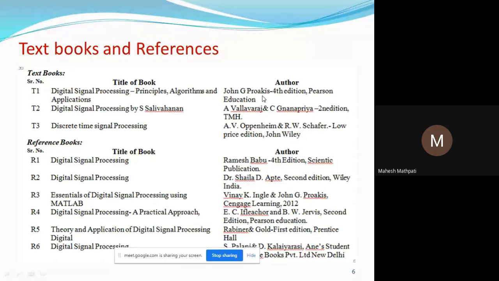Throughout this complete syllabus, you can use only two books. That is sufficient. One is John G. Proakis and the other one is Ramesh Babu, for examples again, if you want. The reference book is Digital Signal Processing by Ramesh Babu, 4th edition, Scientific Publication. So these are the textbook and reference books we are using to understand this particular chapter.